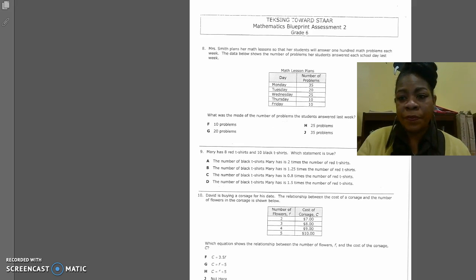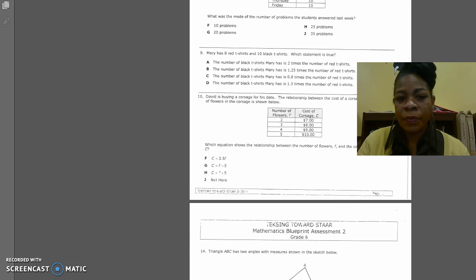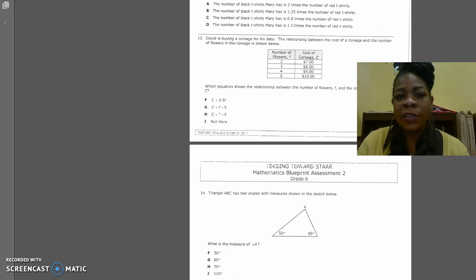Number 10. David is buying a corsage for his date. The relationship between the cost of a corsage and the number of flowers in the corsage is shown below. Look at the table. The question is, which equation shows the relationship between the numbers of flowers F and the cost of the corsage C?